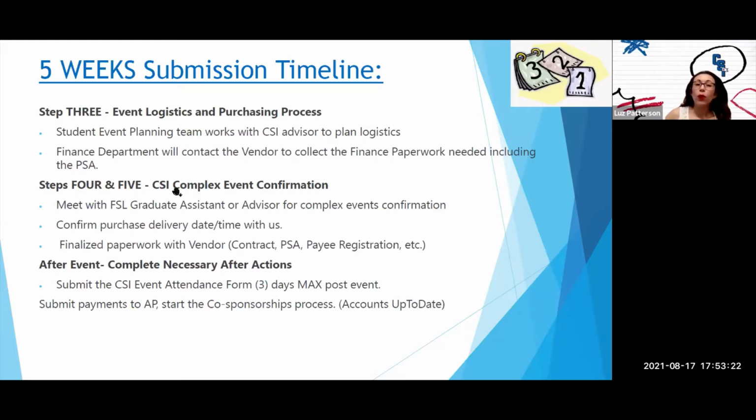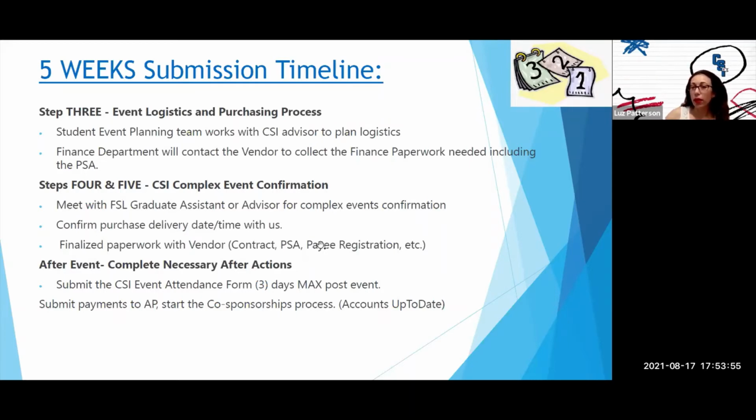And now we go to steps 4 and 5, which is CSI complex event confirmation. So you will meet with your FSL graduate assistant or advisor for complex events confirmation. You will confirm the purchase delivery date and time with us, and we will finalize the paperwork that we need. So hopefully the goal is that by the end of the 4 or 5 weeks, we have everything that we need, so you can go ahead with your event without a problem.